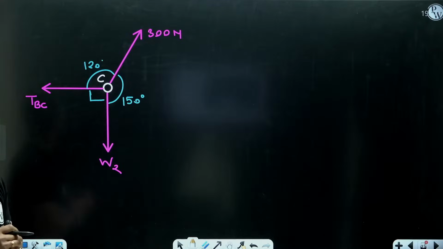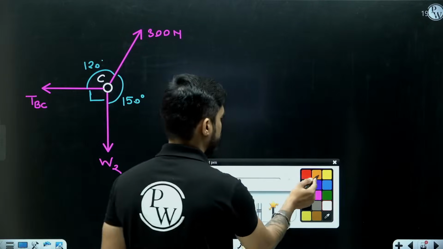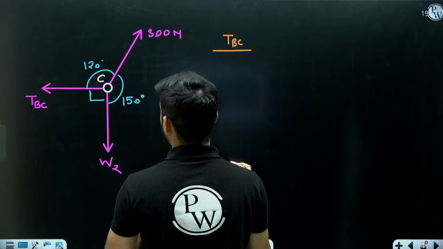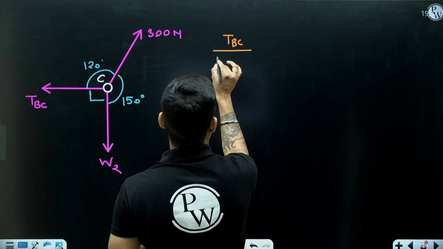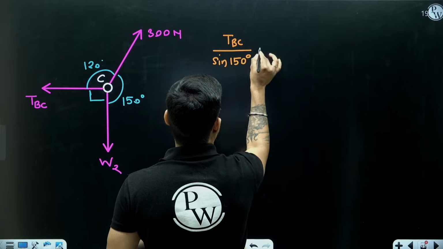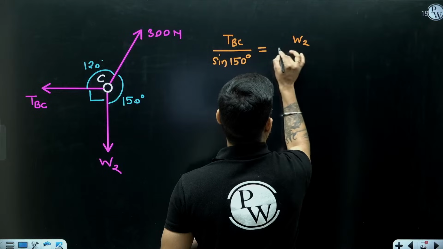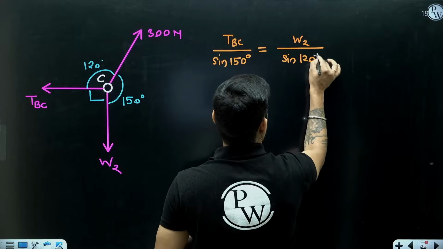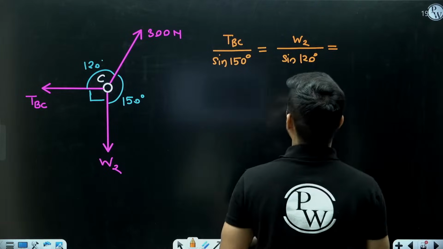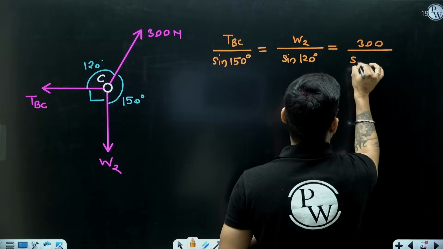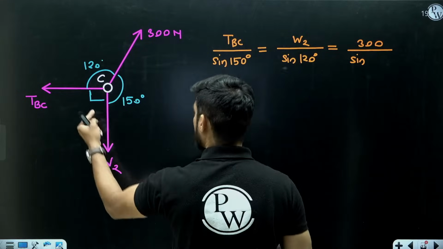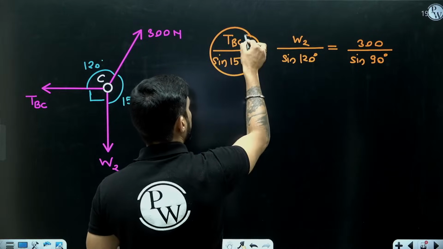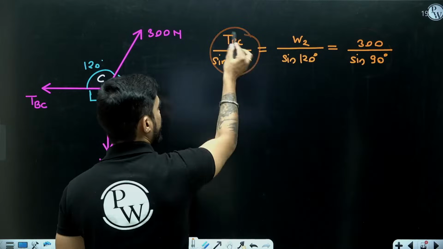So now we can apply Lami's theorem, right? According to Lami's theorem, tension in BC divided by sine of angle between W2 and 300, 150 degree, equal to W2 divided by sine of angle between TBC and 300, 120 degree, equal to 300 divided by sine of angle between TBC and W2, 90 degree. So now TBC by sine 150 equal to 300 by sine 90. From here you will get TBC.